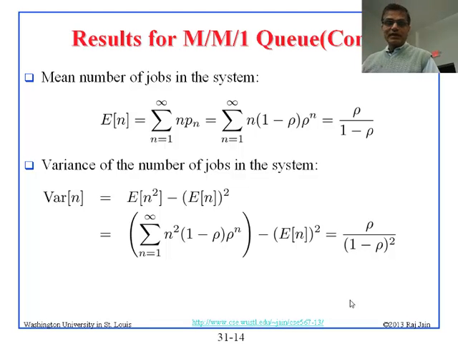What is a moment? The expected value of n squared is the second moment, the expected value of n is the first moment, the expected value of n cubed is the third moment. The expected value of n raised to k is the kth moment.